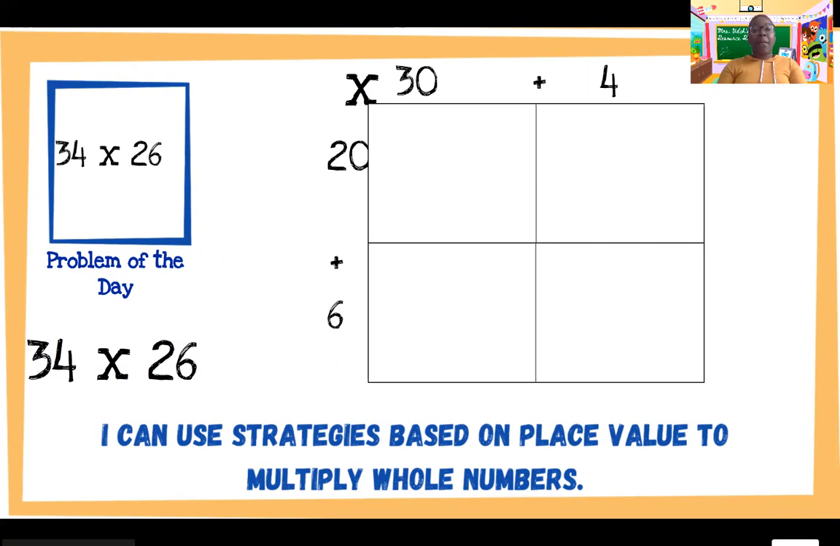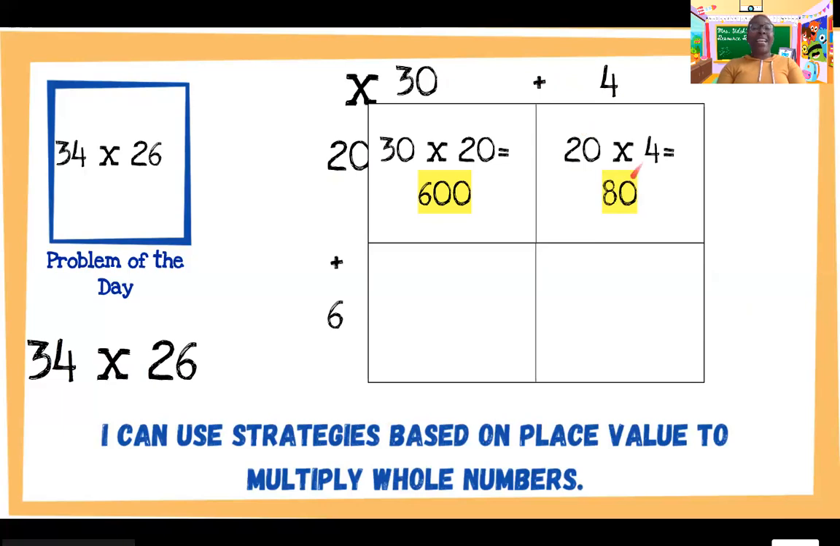So let's start. We're going to multiply 20 times 30. What is 20 times 30? Did you say 600? Absolutely, because 2 times 3 is 6, and then there are 2 zeros, one from 20 and one from 30. All right, what are we going to multiply next? Did you say 20 times 4? Great job. Well, what is it? 20 times 4 is 80 because 2 times 4 is 8, and then we have 1 zero.